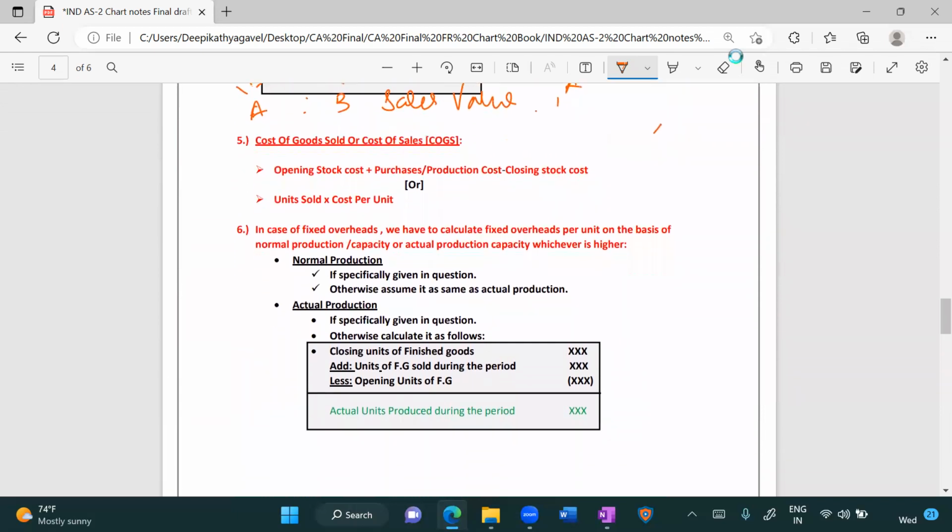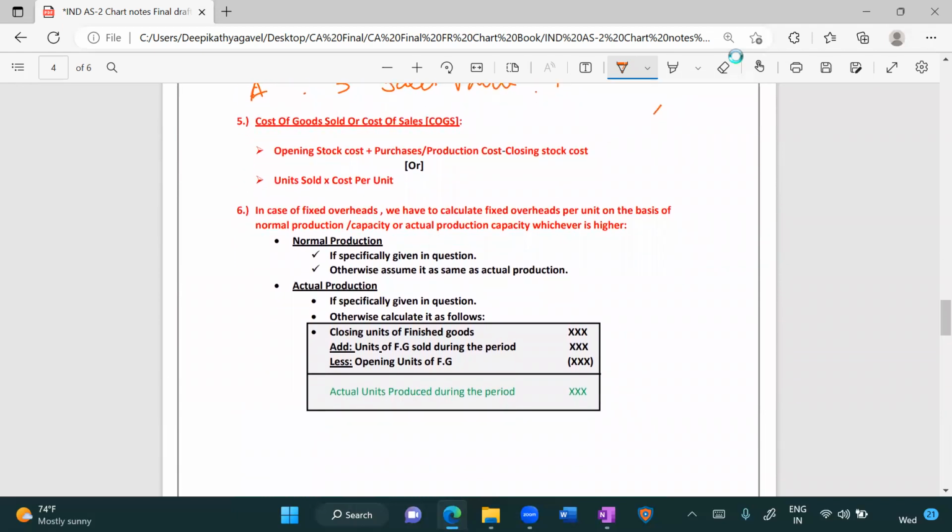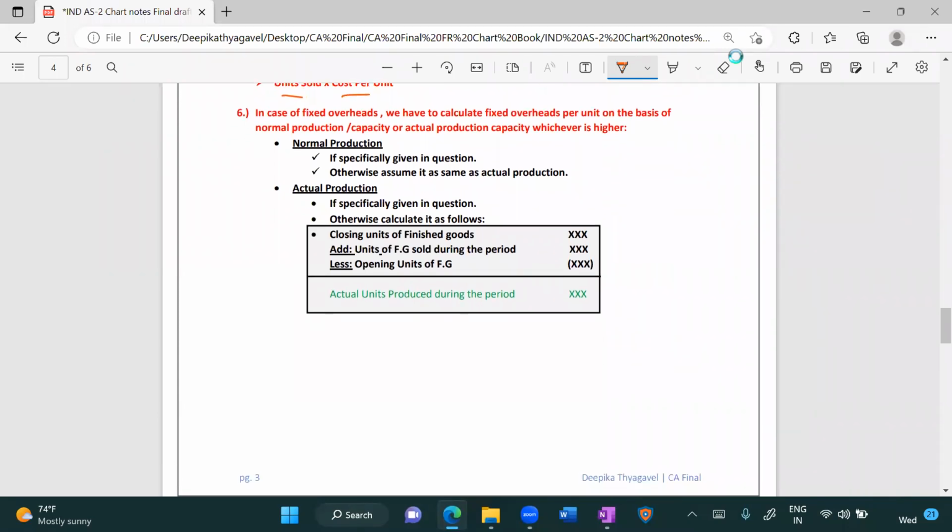right? And next comes the cost of goods sold, or COGS, right? What are the formula to determine the COGS? It's very easy. Opening stock, you will add the purchases, and you will less the cost of closing stock. You will arrive at the cost of goods sold. Or very easier way to arrive at the cost of goods sold is, in case you have cost per unit, you multiply that with the units that are sold. You will arrive at the cost of goods sold, right?